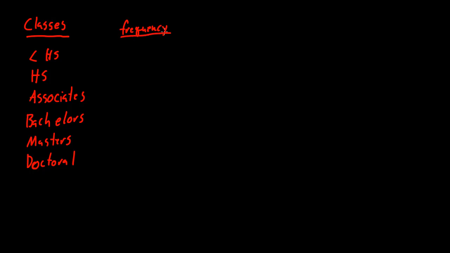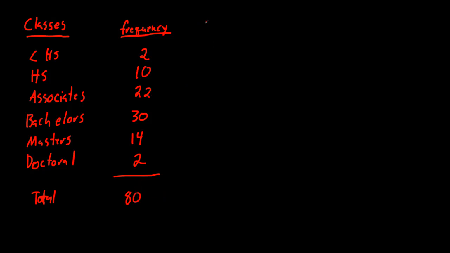And the class frequency is, again, just the number of people from our given population that fall into that particular class. So for our less than high school, we're going to say we're going to have 2 people. For our high school, we have 10, associates 22, bachelors 30, masters 14, and doctoral 2. So if we add that all up, just to get our total here, our total is just the sum of all these numbers, and we get a total of 80 people that we're looking at.